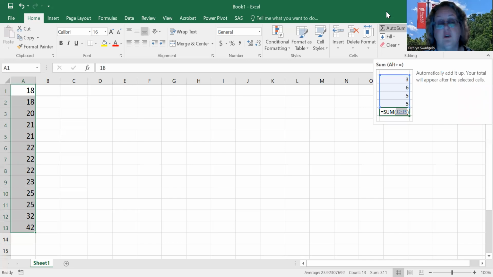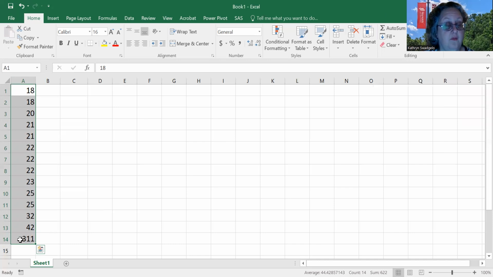So I am going to click on that, and it sums up and gives me the total of these 13 values is 311. Now 13 is our little n. Remember, little n is our sample size. These are sample ages. So there are 13 of them.